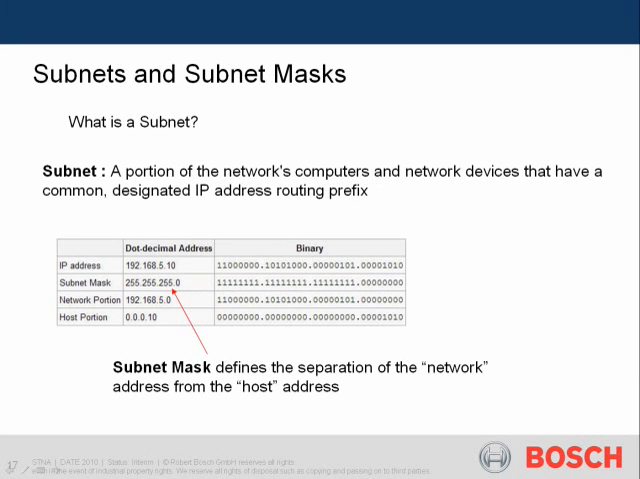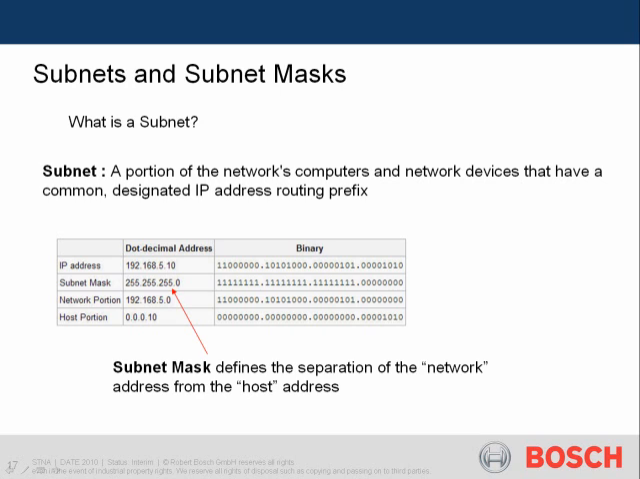Now let's talk about subnets and subnet masks. What is a subnet? A subnet is a portion of the network's computers and network devices that have a common designated IP routing prefix. A subnet mask defines a separation of the network portion of the address and the host portion of the address. Here, we see a private non-routable Class C address, 192.168.5.10.